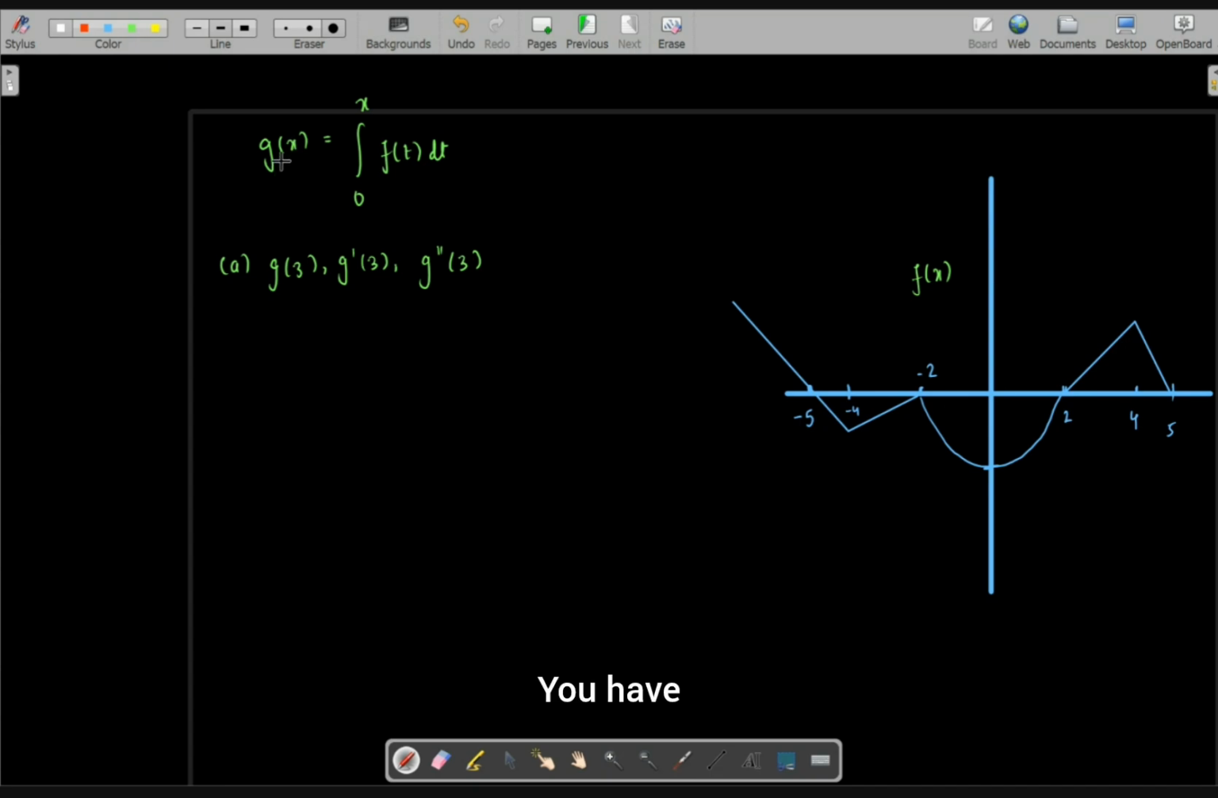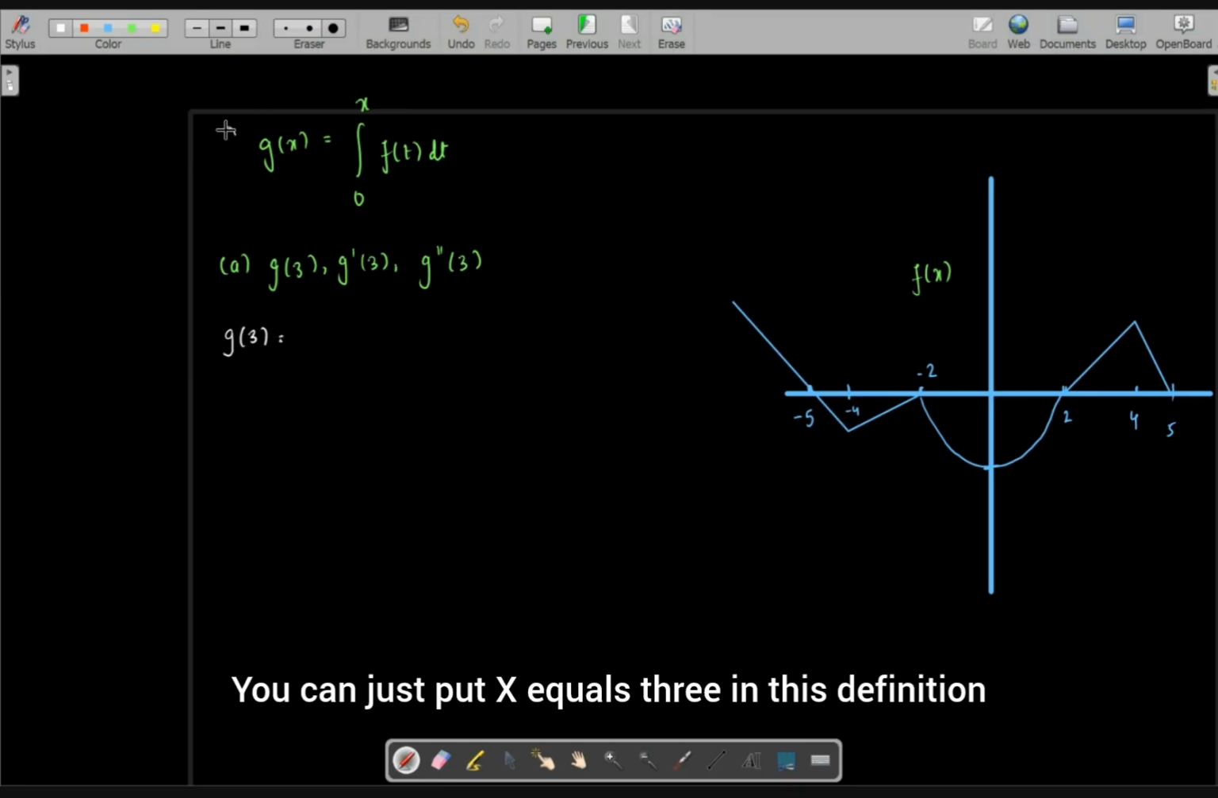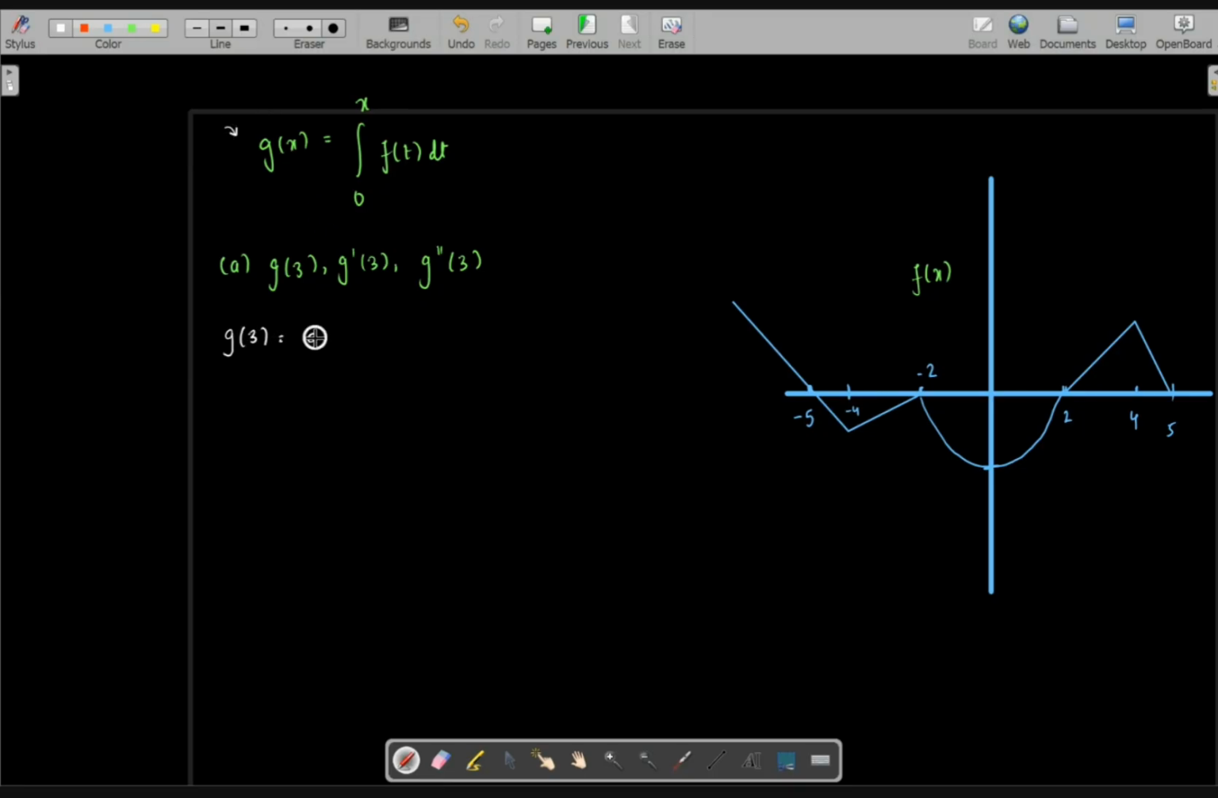The function g is given, g of x is this. If you have to find g of 3, you can just put x equals 3 in this definition, right? The integral from 0 to 3 of f(t) dt. Can you guess what that will be?